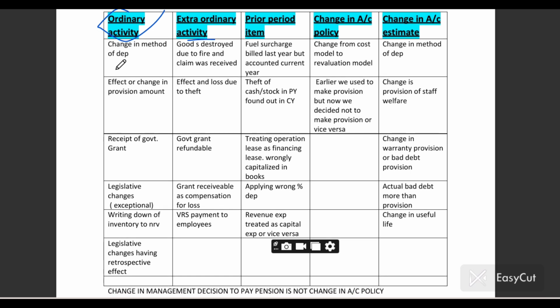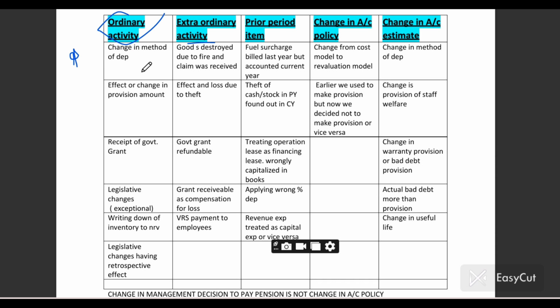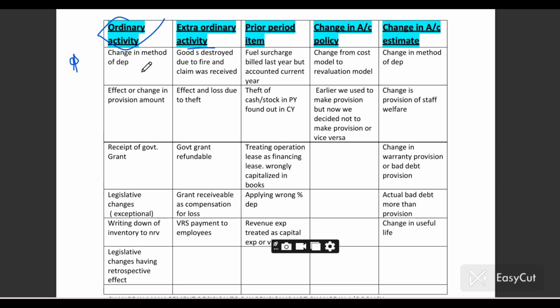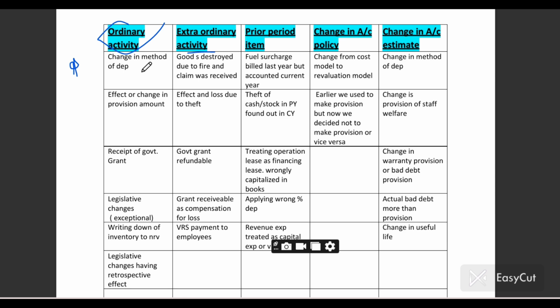Then there is a question where you have to identify whether this is ordinary activity or extraordinary activity. If it is in the normal course of business, then it is ordinary activity. But if it is non-recurring in nature in the business, then it is extraordinary activity. So what is ordinary? I had compiled a list where all the adjustments ICAI has covered in the questions it asked.